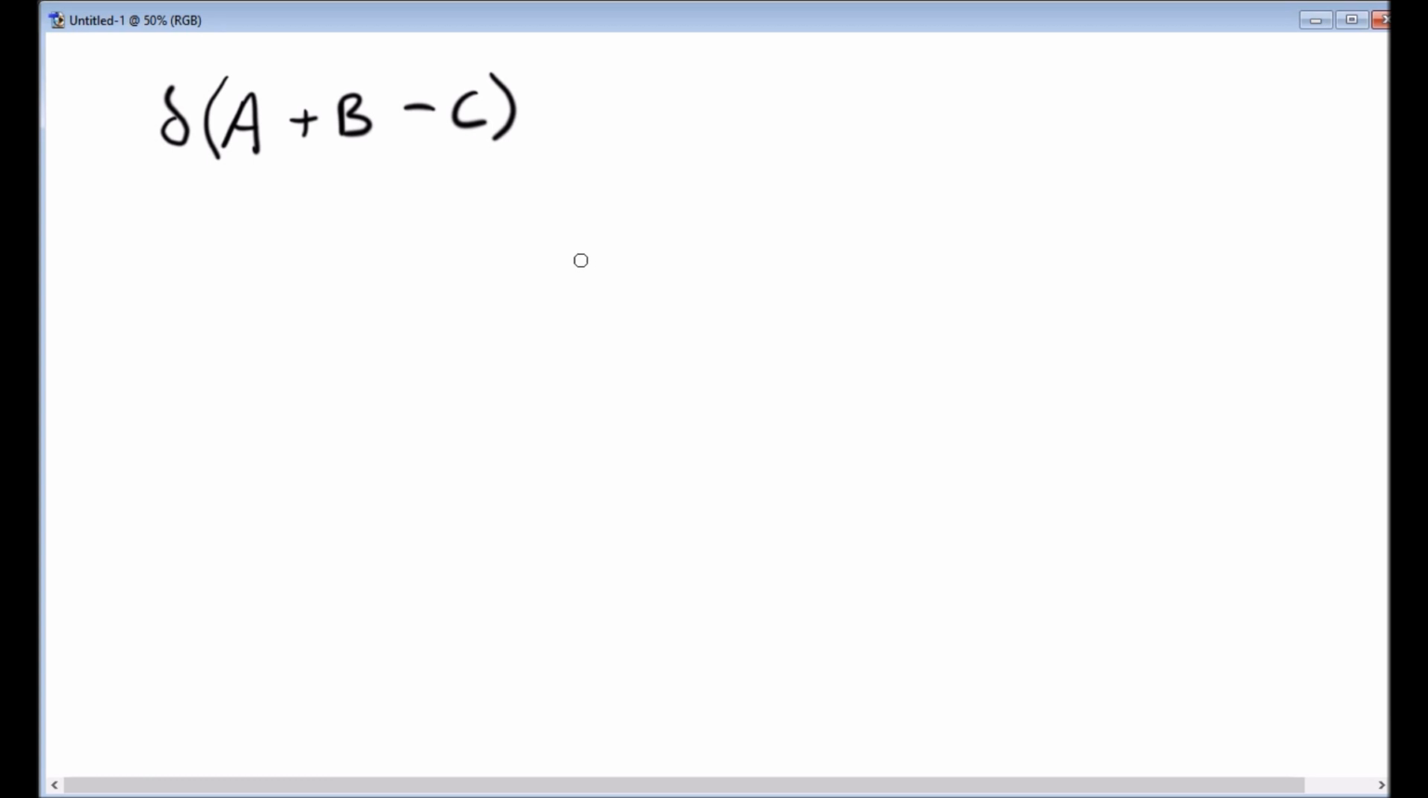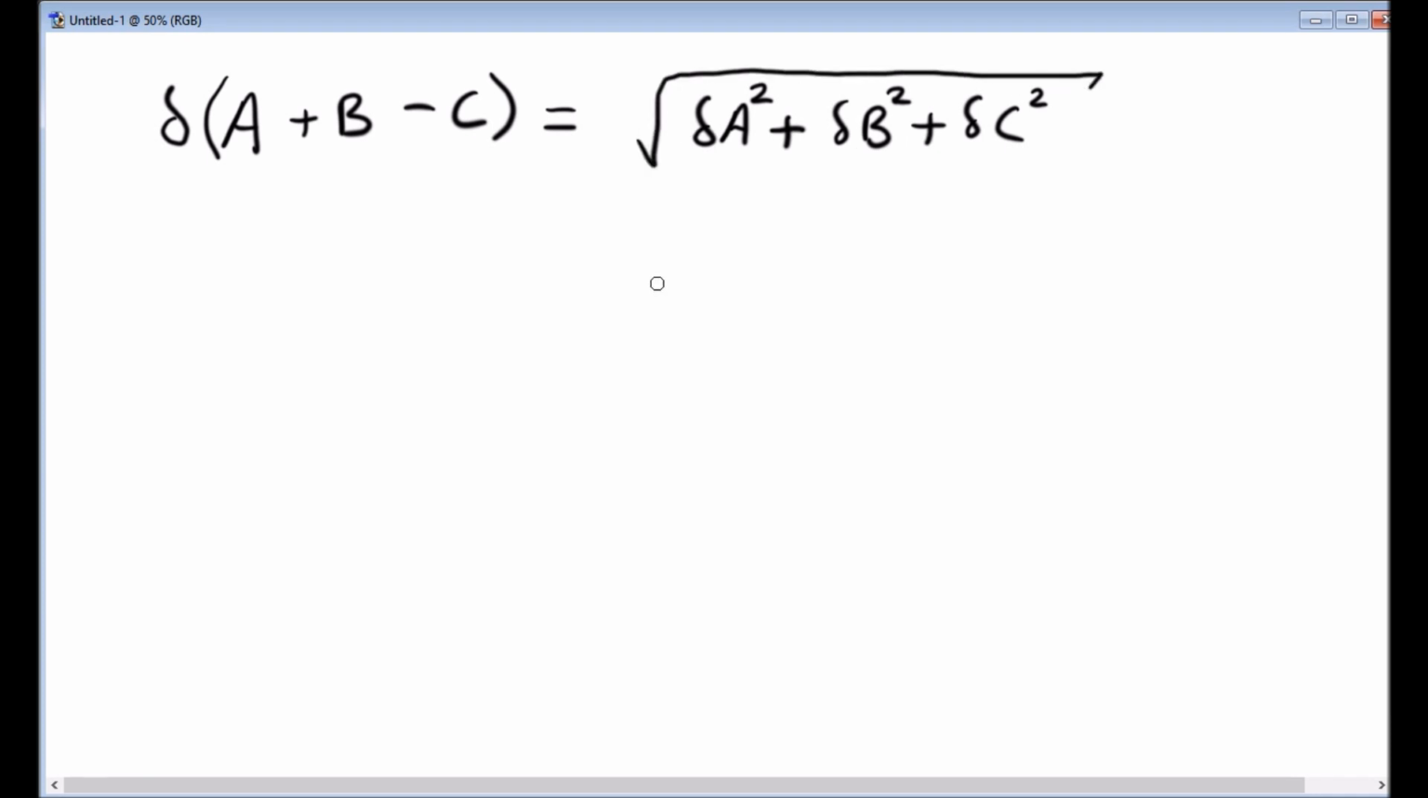The rule for addition and subtraction is that the uncertainty of this expression would be, first of all, you take the absolute uncertainties, you square them, you add them together, and then you square root them. Now, if you're wondering why it looks like this, it's basically Pythagoras' theorem in uncertainty space. You don't really need to understand that, but the reason why it looks like this is that you're essentially finding the length of a vector.